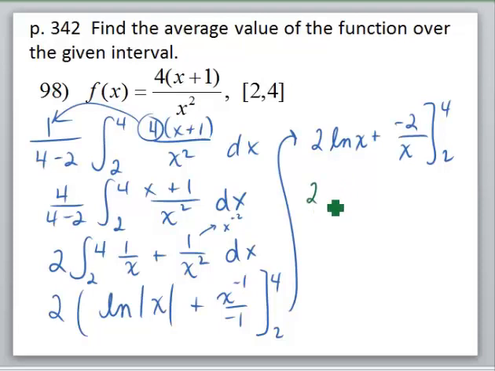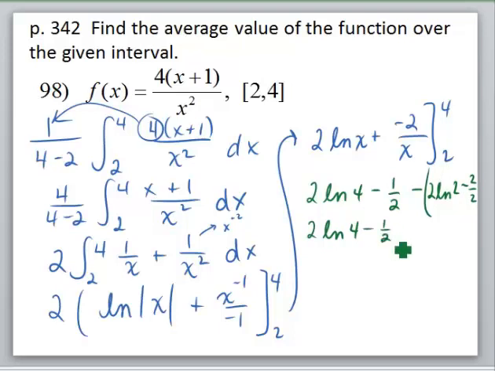So I end up getting 2 ln of 4 minus, plug in 4. That would be 1/2 once you reduce it. Plug in 2 minus 2 ln 2 minus 2 over 2. So I have 2 ln 4 minus 1/2 minus 2 ln 2 minus 1.